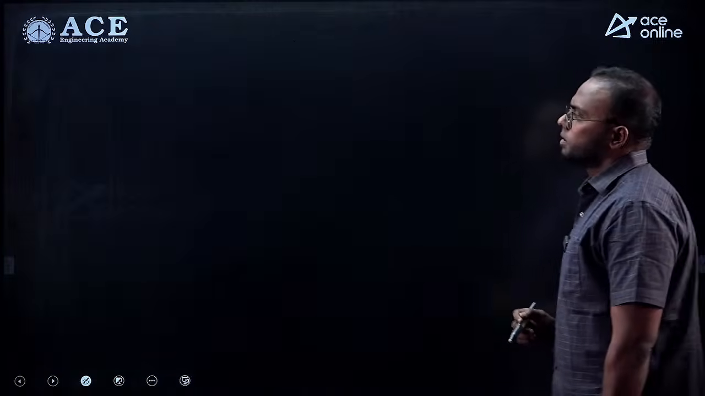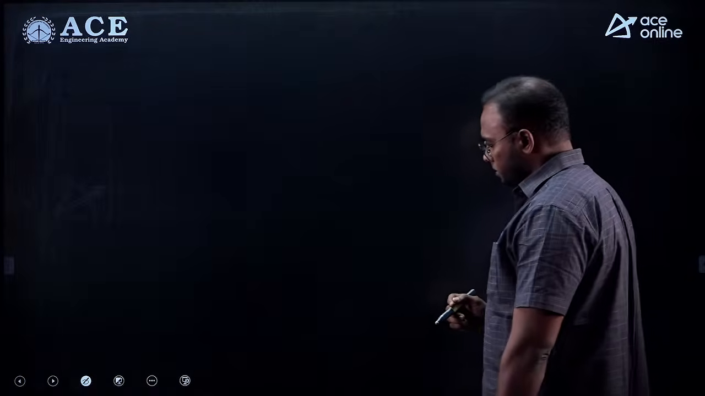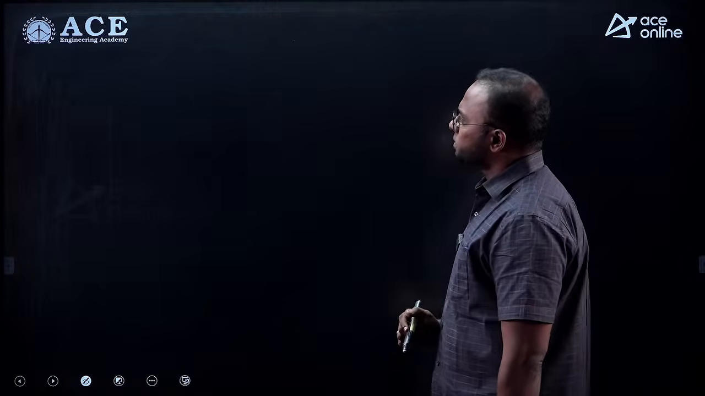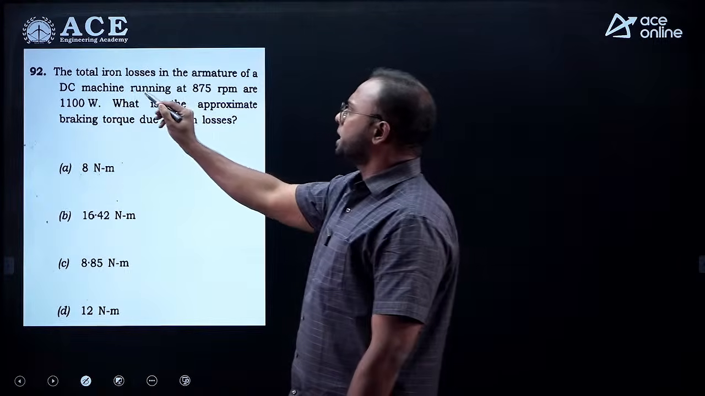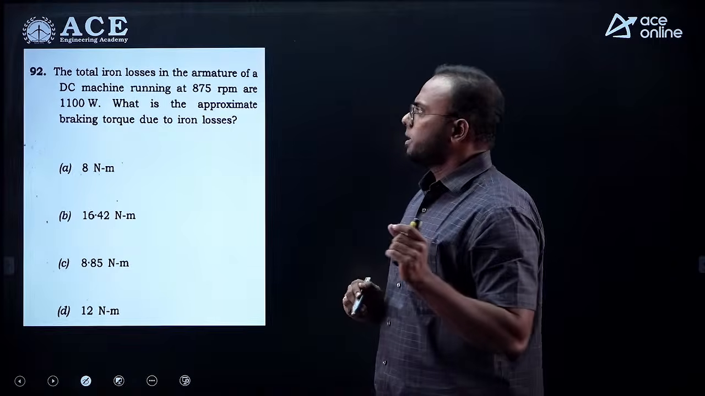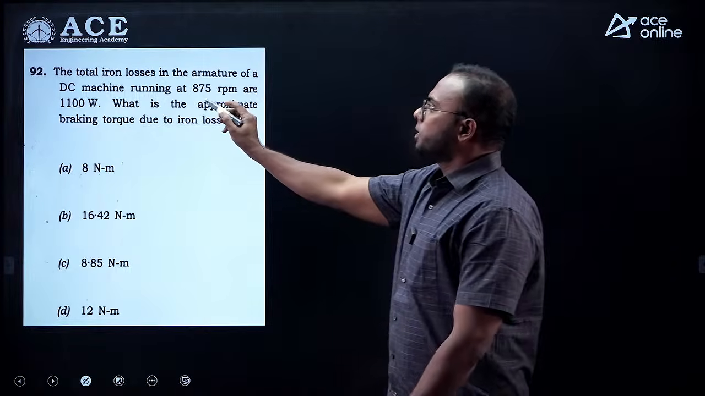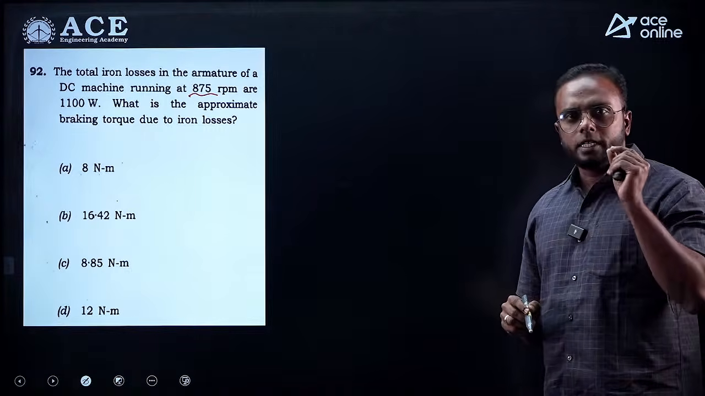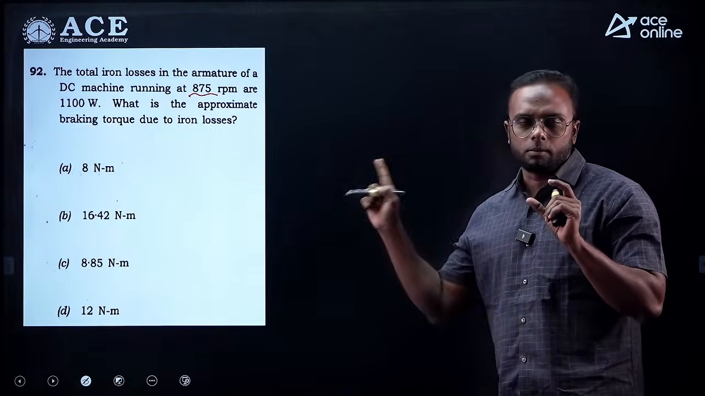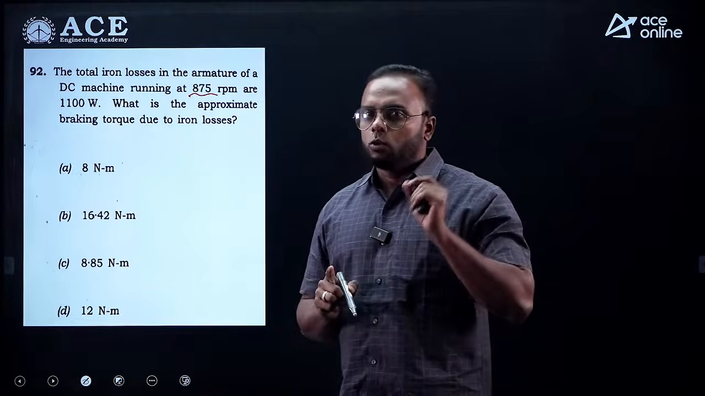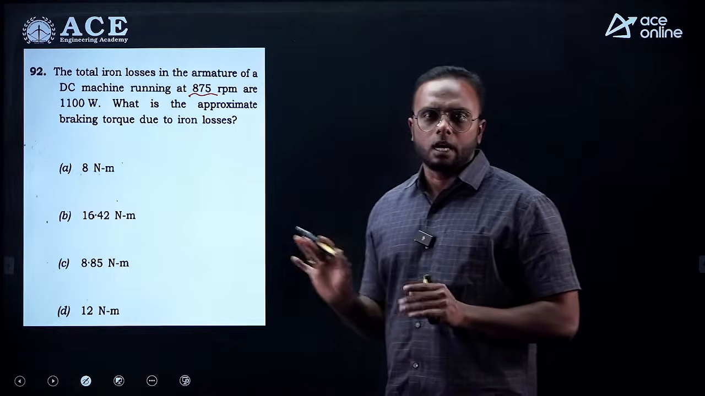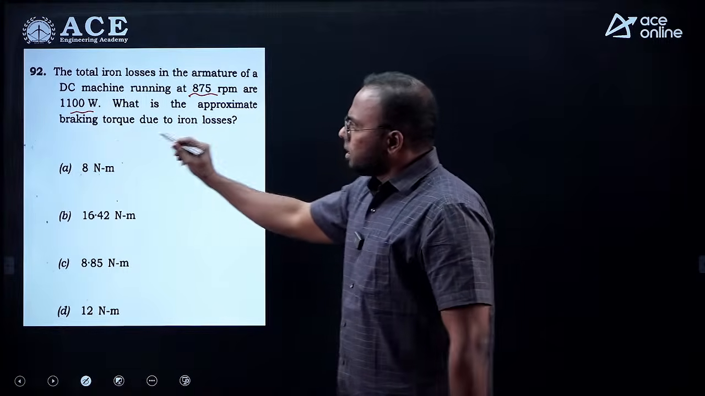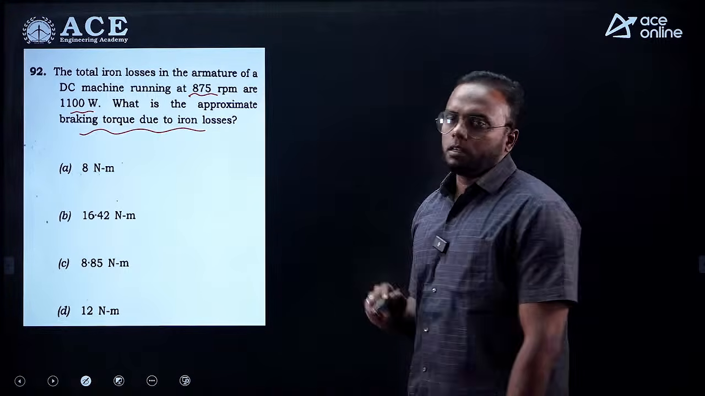Next, see this question. The total iron loss in armature of a DC machine running at 875 RPM. See, in a DC machine, iron loss takes place majorly in the rotor, that is the armature core, and also under pole shoes. But the major loss is in the armature, and they gave it as 1100 watts. What is the approximate braking torque due to iron loss?